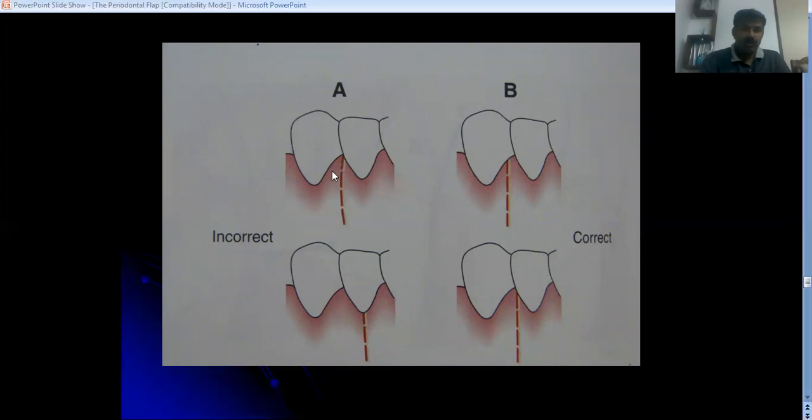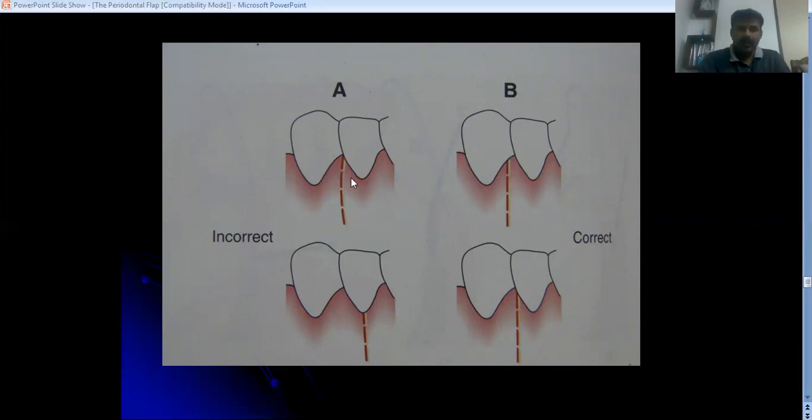So what you can do is, this is the area where you are reflecting the flap, so you can put an incision like this and include this papilla. This is what they do. Or suppose you put the incision like this and exclude this one. So that is how you have to put the incisions.